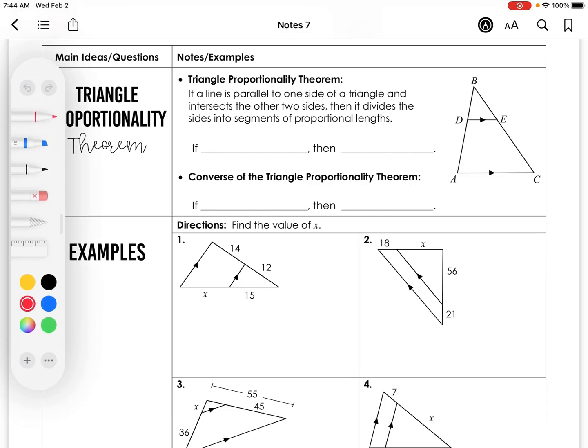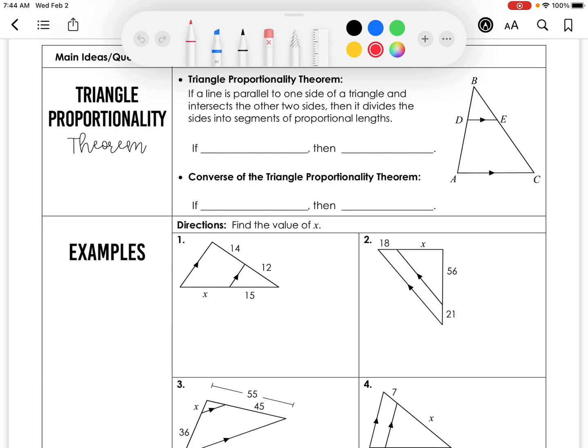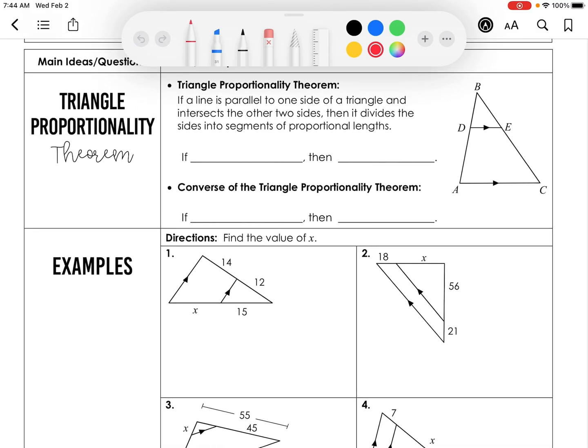The triangle proportionality theorem says if a line is parallel to one side of a triangle and intersects the other two sides, then it divides the sides into segments of proportional lengths. What that means, again, is we have a parallel side in the middle with another parallel side on, let's say, the bottom of this triangle. Then the two sides that it splits up will be proportional, meaning that we can make a ratio out of them.